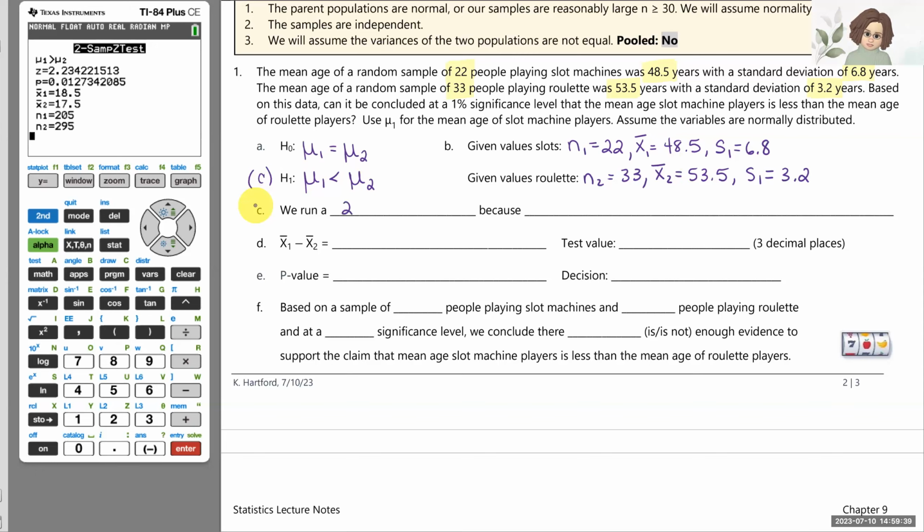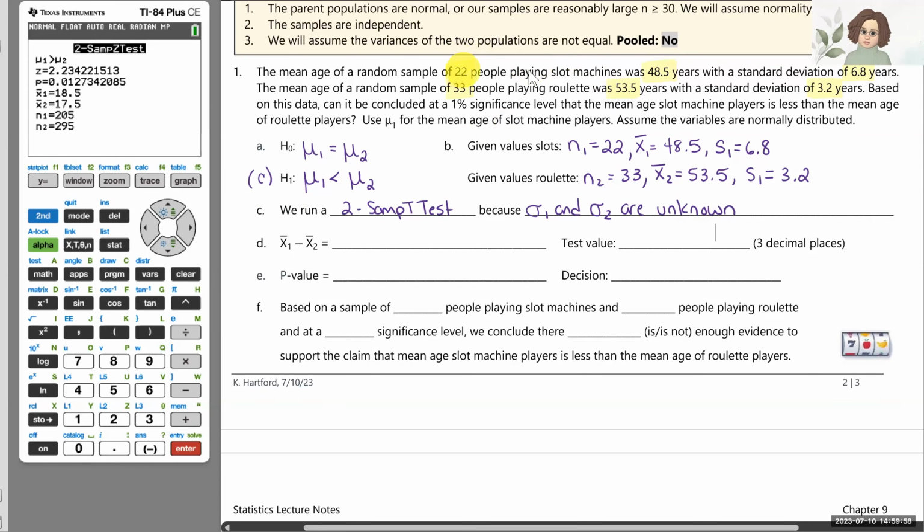All right, so in this case, we're running a 2-sample t-test because sigma 1 and sigma 2, the population standard deviations, are unknown. The most important thing when you're reading the question is to ask yourself: is that standard deviation for all slot machine players, or was it for that sample? For these 22, the mean was this with that standard deviation. It doesn't say to assume something like it did in that last question. It's just giving us the actual value of the standard deviation for the sample. Okay, so the test is still based on looking at the difference of the sample means.